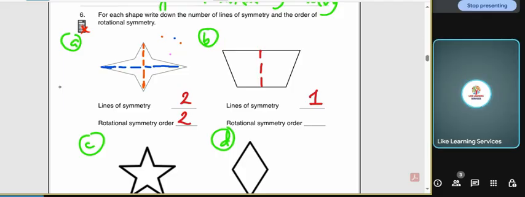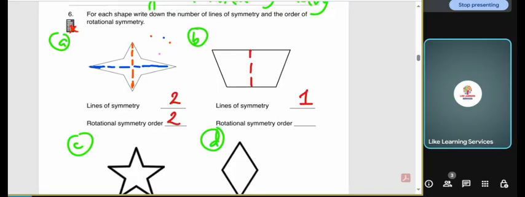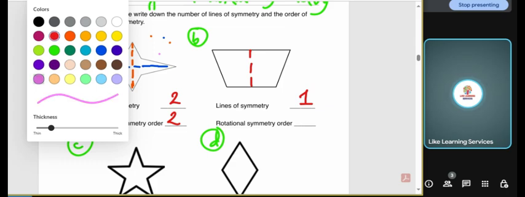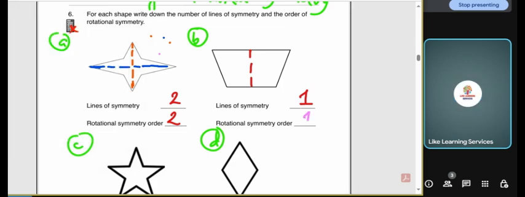Are you sure it's only one? Yeah. Let's see, this way, this way. This is going to face down. By the time you turn 360 degrees, for real, this trapezium has only one order of rotational symmetry. The reason is you cannot count the one you counted before. What did I count before?